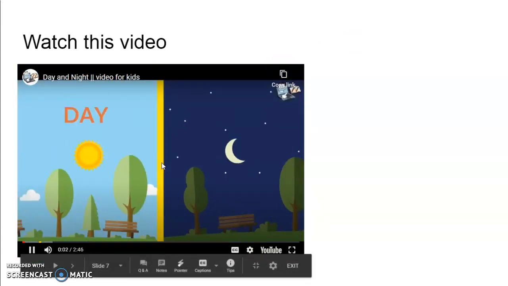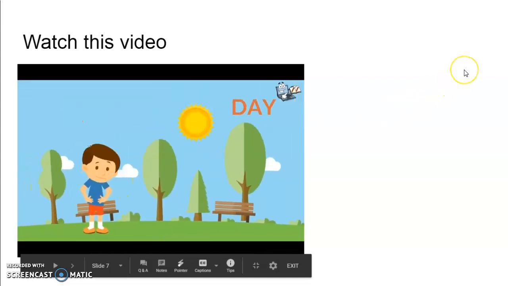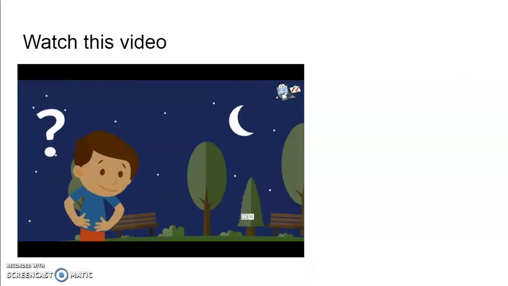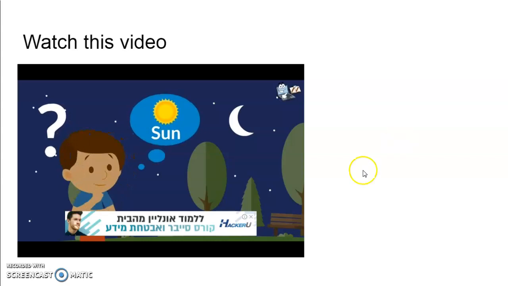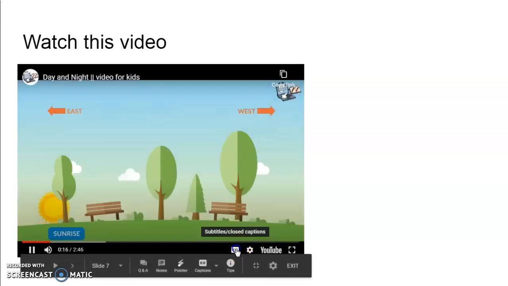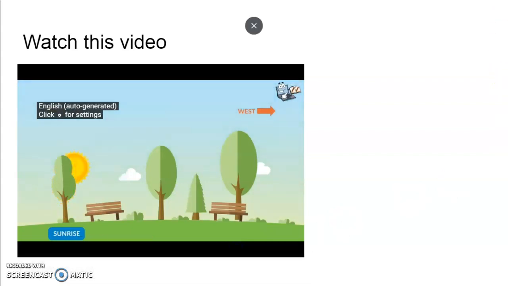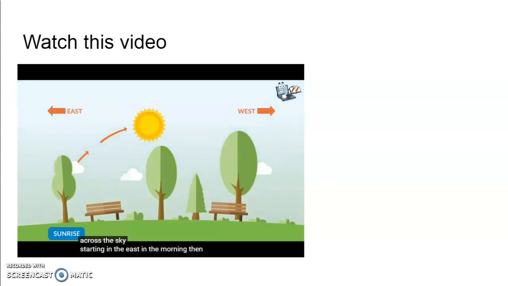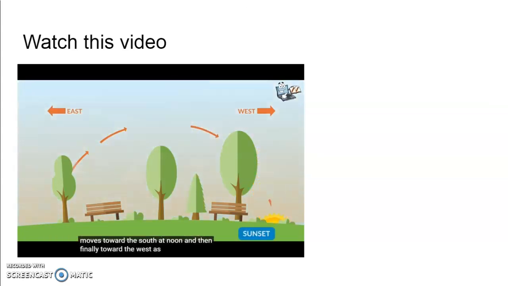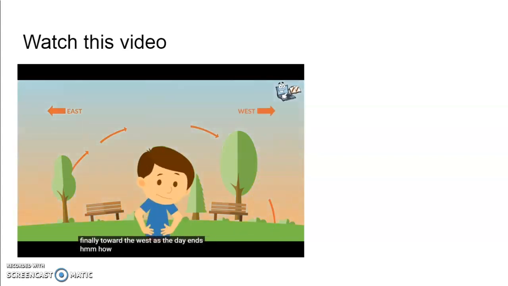Today we'll learn about day and night. When we see the sun shining in the sky, it is day, and when we don't, it's night. So the question is, why is the sun in the sky seen at some times and not at others? We see that the sun seems to move across the sky, starting in the east in the morning, then moves toward the south at noon, and then finally toward the west as the day ends. How does this happen?